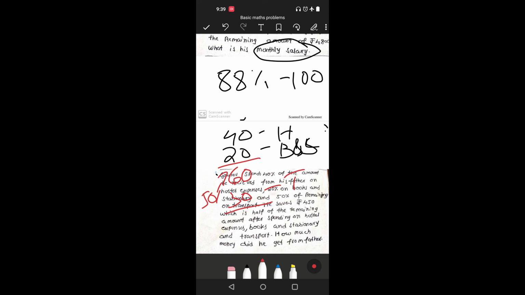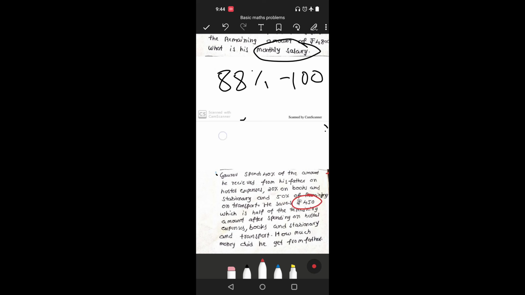So how much is done right now? 90% of the amount which he received from his father is spent. He saves 450 rupees, which is half of the remaining amount. How much is the remaining amount? Remaining is just 10%, because 100 minus 90 will be just 10. Half of the 10 is 5%. So what is asked? How much money did he receive from his father? So from this, what we understood is 450 is 50% of the remaining. So how much is remaining? 10% is remaining. So 10 by 2 will be 5%.